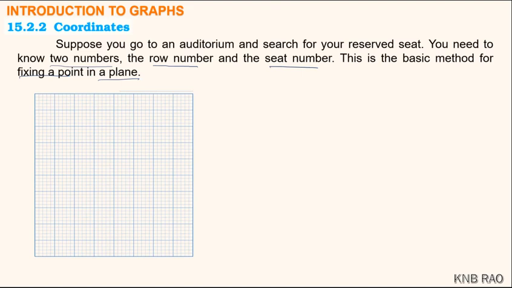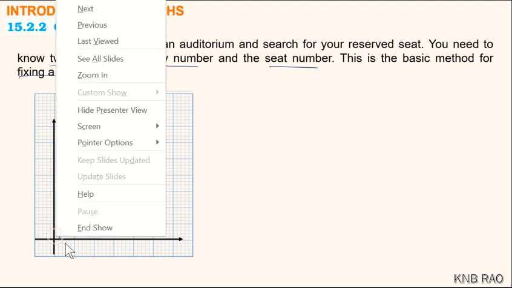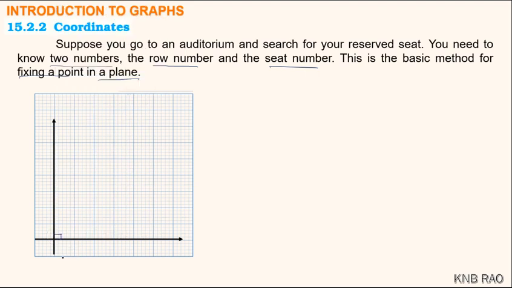For example, if you consider a graph sheet, we will draw a number line horizontally. We call it the x-axis. Vertically, we will draw another number line. We call it the y-axis. Remember children, both are perpendicular to each other. And these are number lines. And the point of intersection of them, I consider 0, since they are number lines.